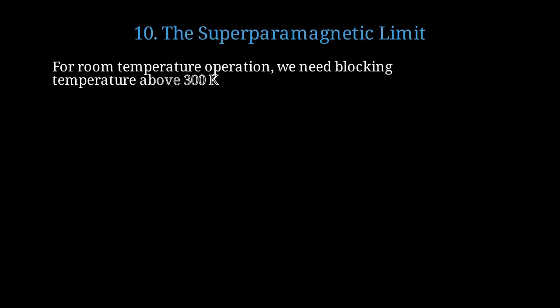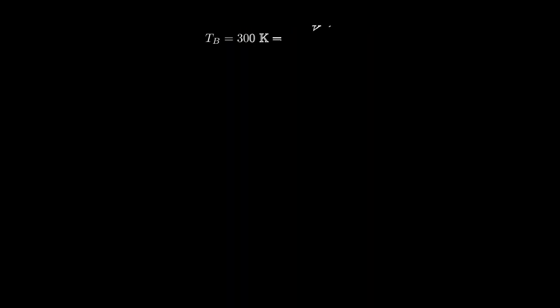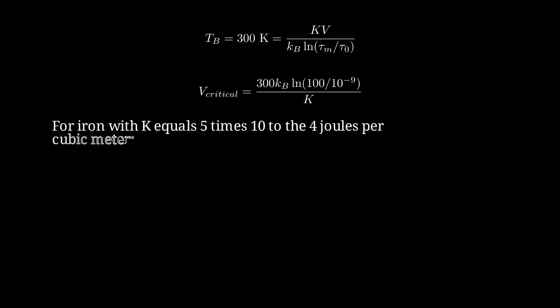Let's calculate the size below which particles become super-paramagnetic at room temperature. For a particle to maintain stable magnetization at room temperature, its blocking temperature must be above 300 Kelvin. Setting the blocking temperature equal to 300 Kelvin, we can solve for the critical volume. The critical volume equals 300 times Boltzmann's constant times the logarithm factor, divided by the anisotropy constant. Using iron's anisotropy constant of 5 times 10 to the 4th joules per cubic meter, we get a critical volume of about 2.5 times 10 to the minus 24 cubic meters. Converting to diameter for a sphere, this gives approximately 17 nanometers.